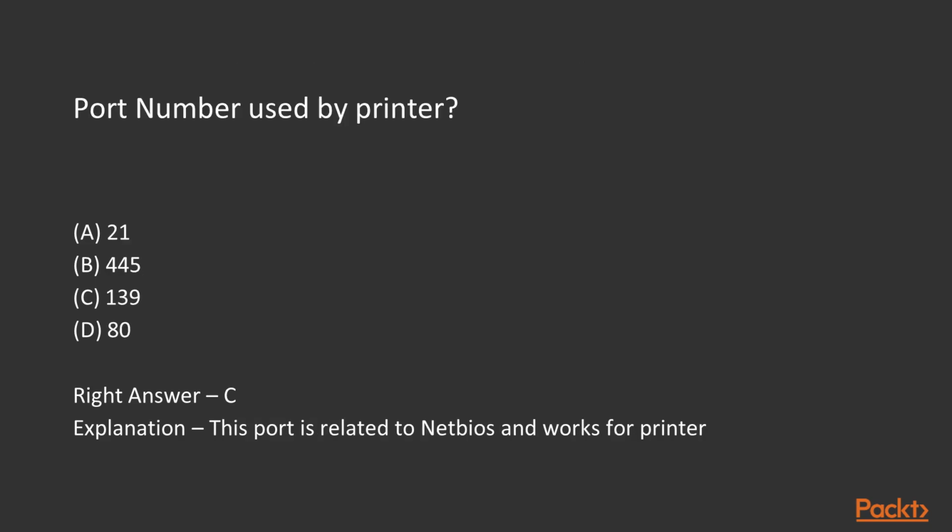What is the port number used by a printer? That's a tricky question. The right answer is 139. 21 is for FTP, 445 is for SMB, 80 for HTTP. 139 is the right answer because this port is related to NetBIOS, which works for printers. So printer works on port number 139.